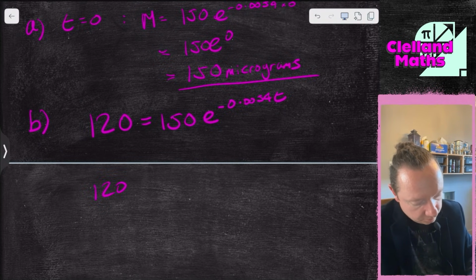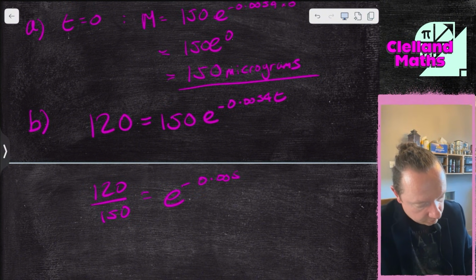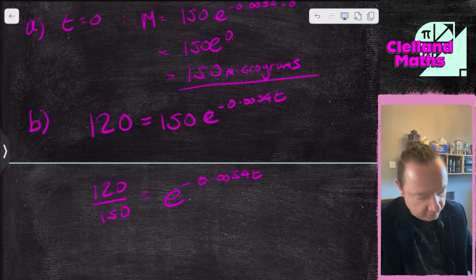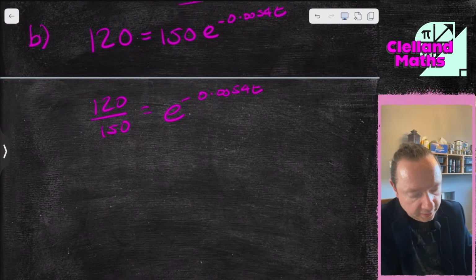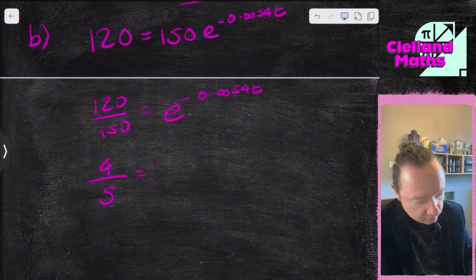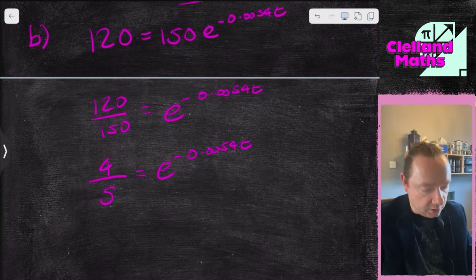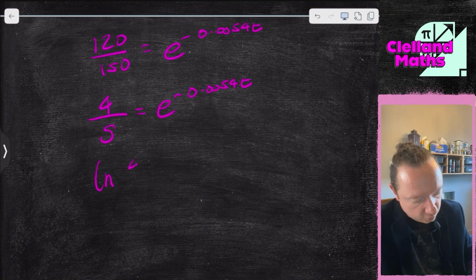That becomes a fraction. That stays there, e there. I will simplify the fraction. So that's 12 over 15. And 3 goes into 12 4 times, and 3 goes into 15 5 times. Take the log of both sides now, because I've got my t in the power position. So ln 4/5 equals ln e to the minus 0.0054 t.